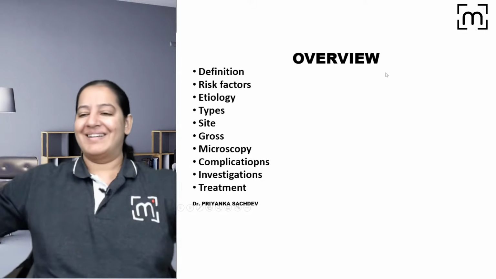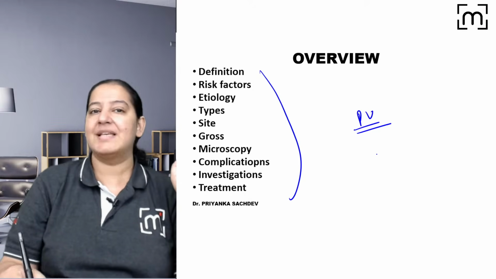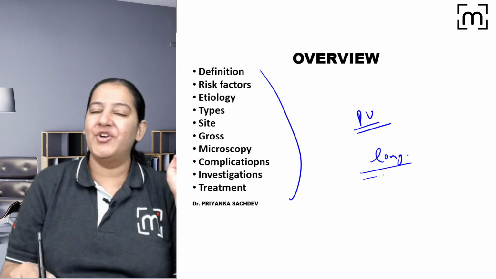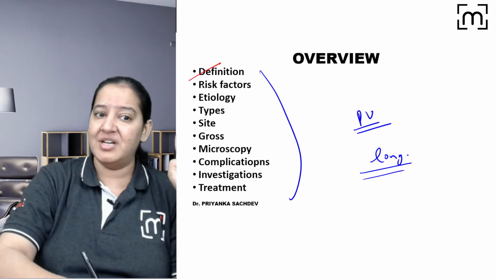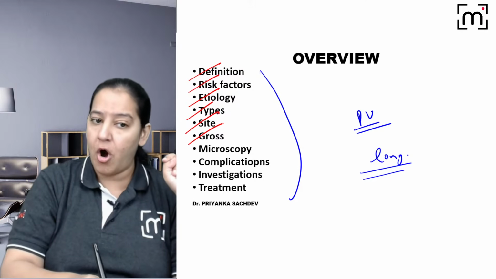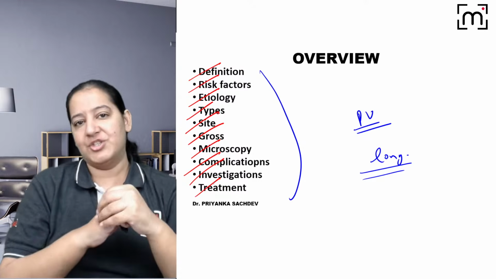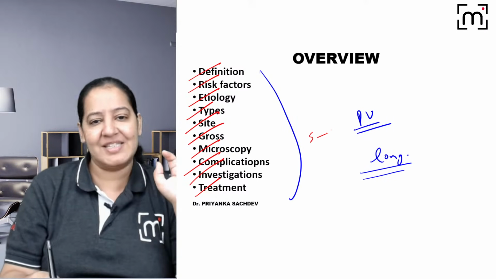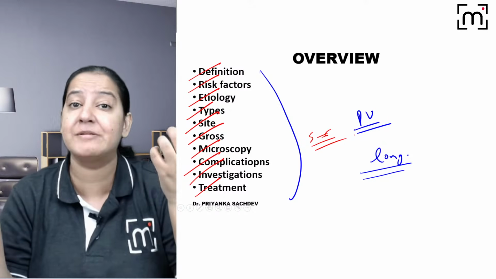So we are done. If peptic ulcer comes in your exam as a long question, you have enough things to write. You can write the definition, risk factors, etiology, type, site, gross, microscopy, complication, investigation, treatment in short. You can write 5-6 pages on peptic ulcer with beautiful diagrams, explanation, concepts, flowcharts.